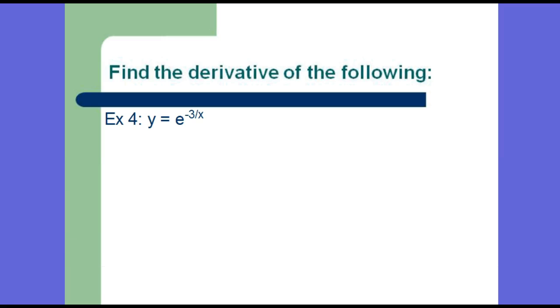Again, here's a case where you have an e with a powered exponent other than just x. So my u value is negative 3 over x. For this problem, we have to find u prime. Remember that negative 3 over x is really kind of like saying negative 3x to the negative 1 power.